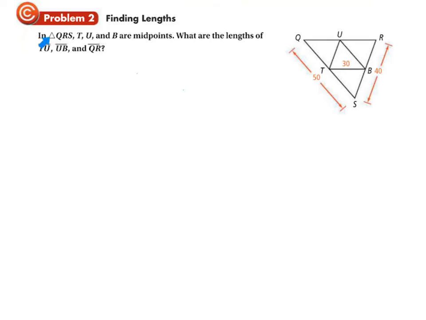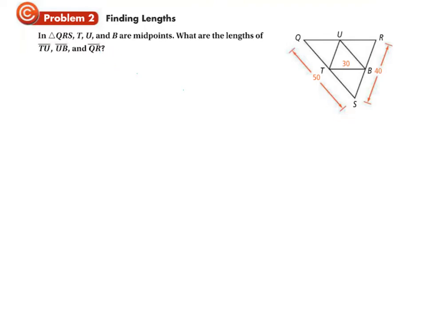In this problem, they are asking for this triangle QRS, where we have these lengths. This side QS is 50, this side RS is 40, and this midsegment here, BT, is 30. What are the lengths of these other segments? TU, UB, and QR.